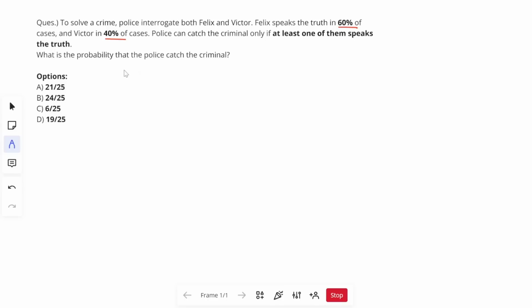See, first of all, let's note down the data which is given to us. Felix truth probability. Felix speaks truth with the probability of what? 60%, right? So 60% can be written in what way? 0.6, right? 60 upon 100. So Felix truth probability is 0.6. In the same way, Victor truth probability is what?